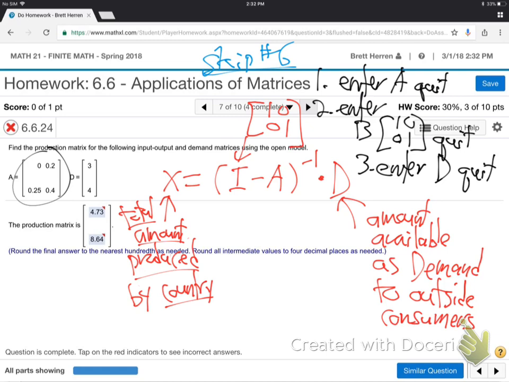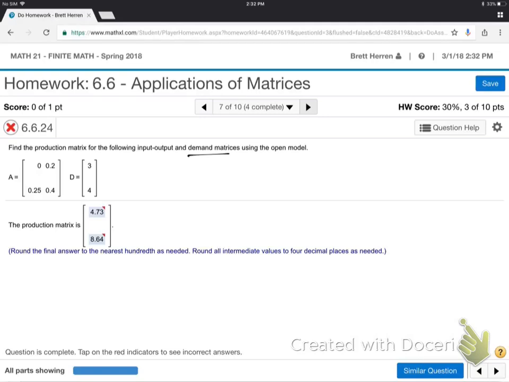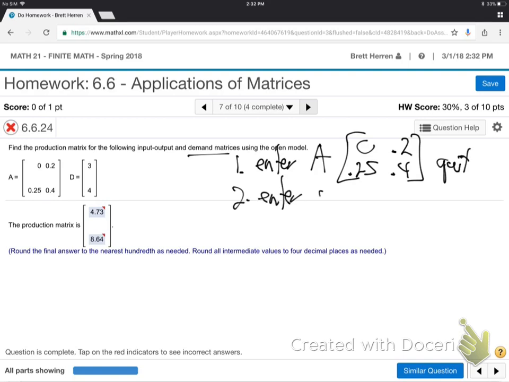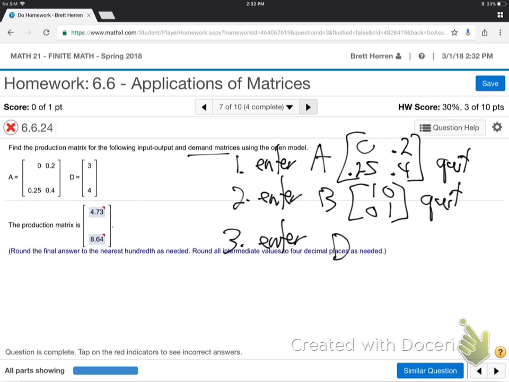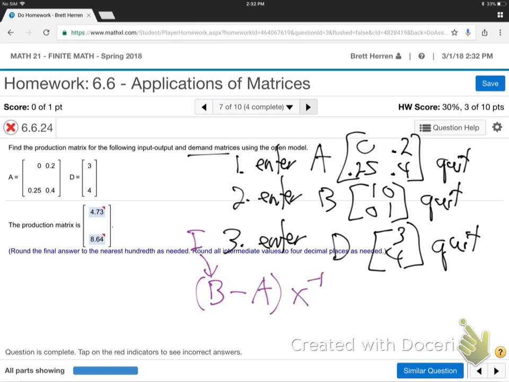So enter matrix A. Let me get a fresh screen here real quick. I can write this a little better for you. So here's the steps on these demand ones. Step 1. Enter A as 0, 0.2, 0.25, 0.4, and quit. Step 2. Enter B. B is going to be the identity, and quit. Step 3. Enter D, the demand matrix, which is 3, 4, and quit. And then on the main screen, you're going to do that formula I just gave you. You're going to do parenthesis B, that's your identity matrix, minus A, and you're going to hit x to the negative 1, inverse, times D. Enter. You're going to do a big matrix calculation.